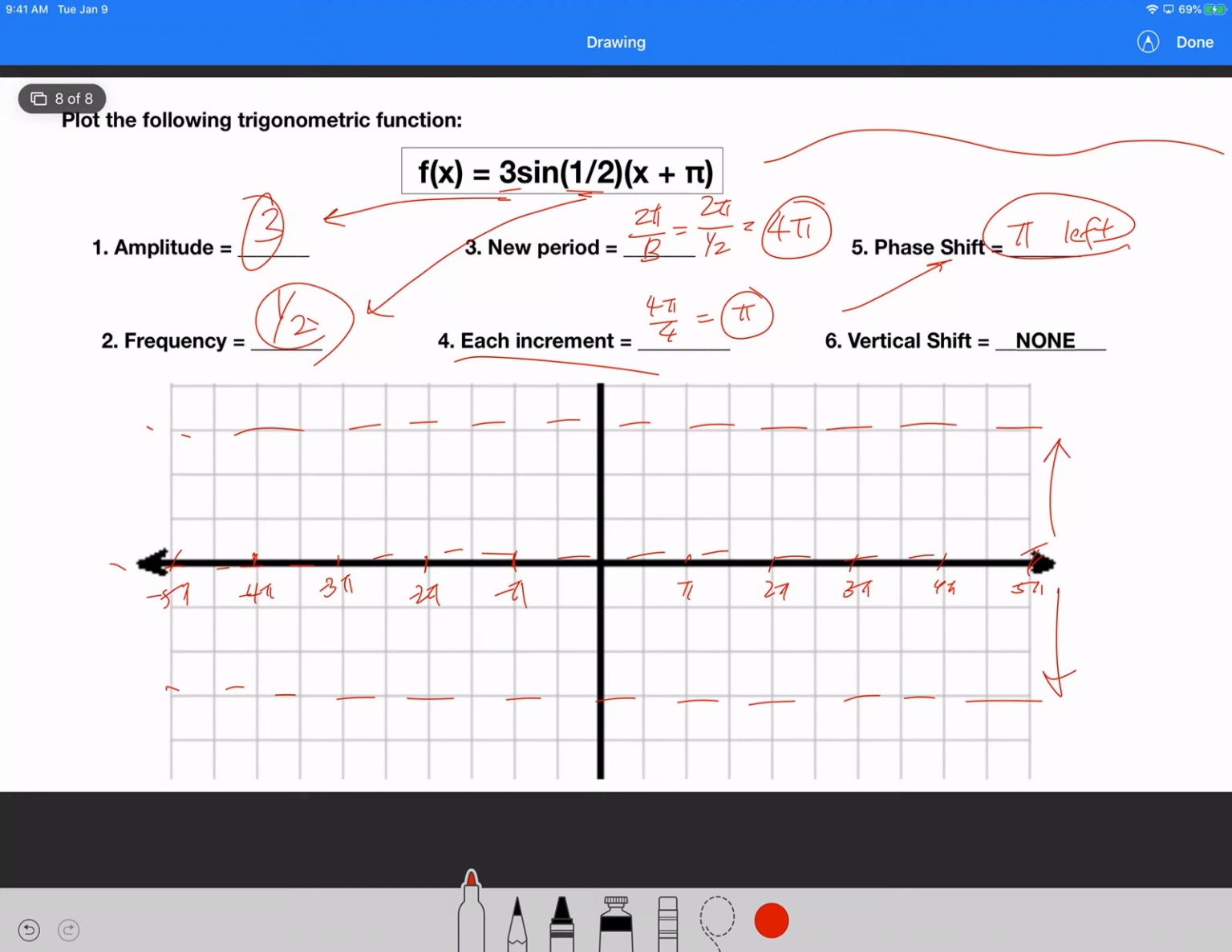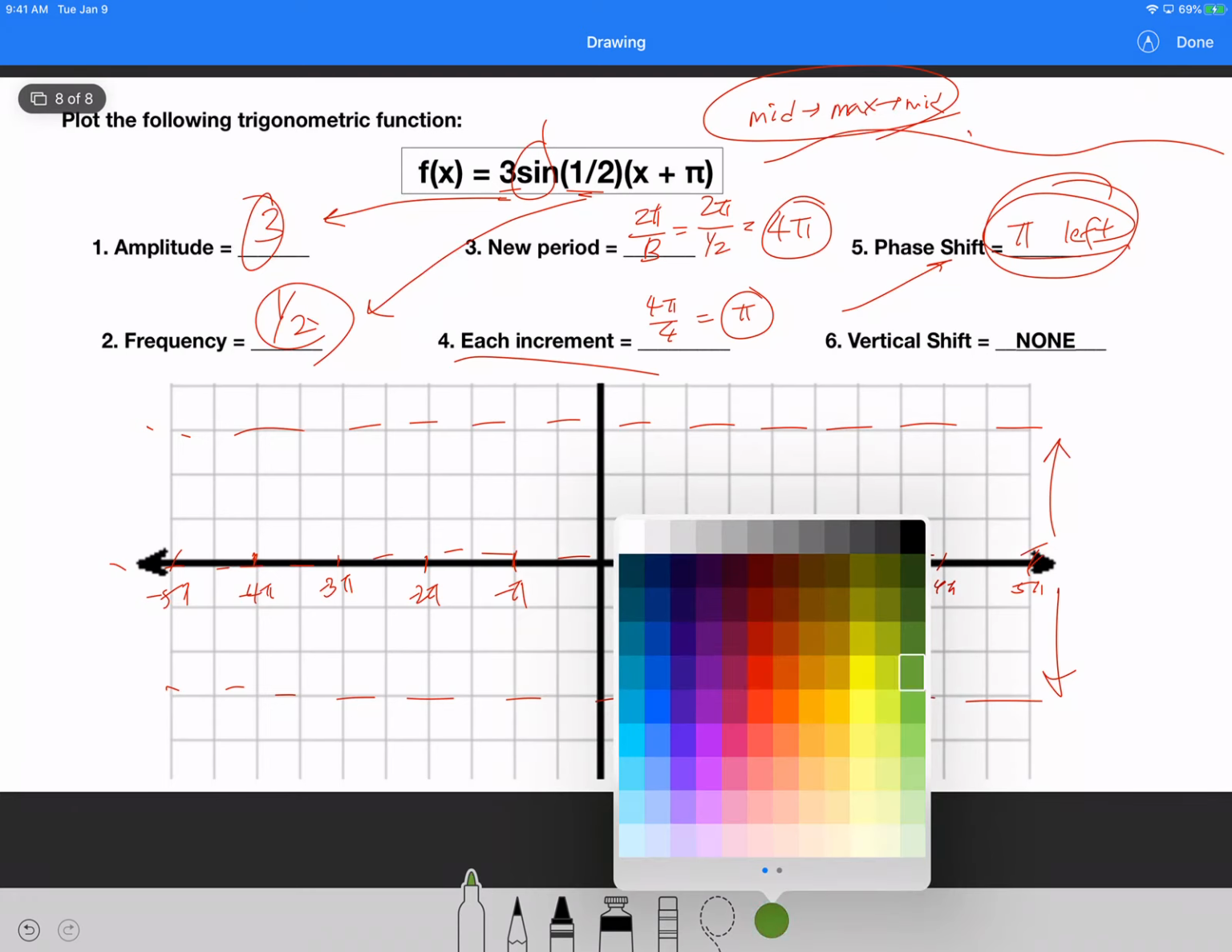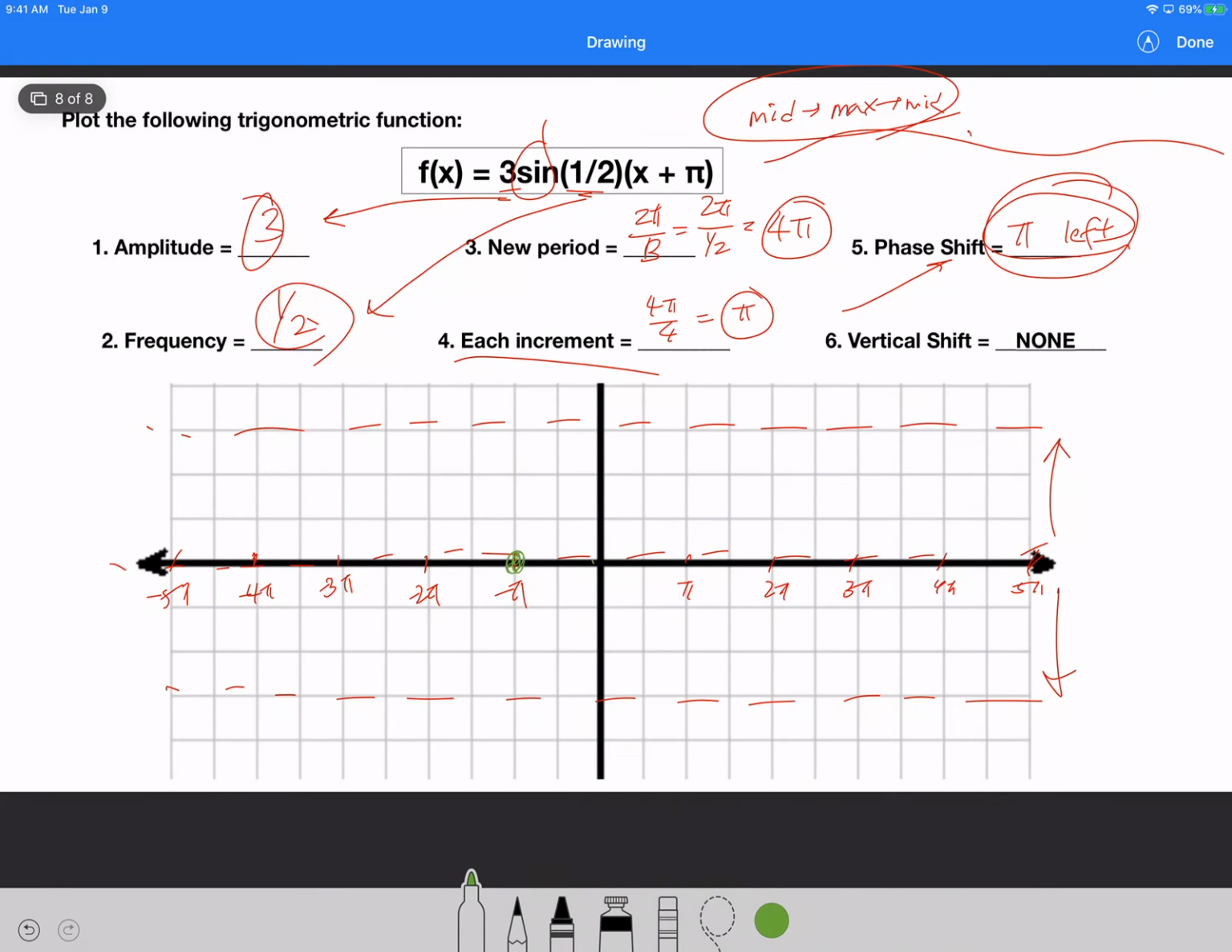Okay, now the next part is that we have a positive sine, which means it will start at mid, go to max, and then mid again. So that is the pattern. And then I need to move pi units to the left, which means my starting point would be here, because whatever that was here originally, I move it to the left. Then I go max, mid, min, max per every increment that I have. Max and then mid, and then do the other portion on this side as well, and then you would draw a really nice sine wave right like that.